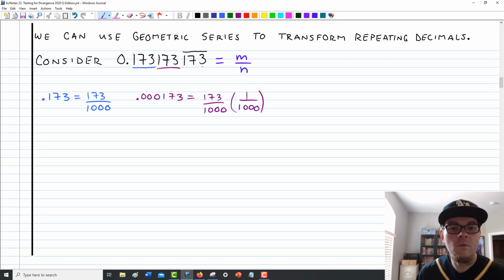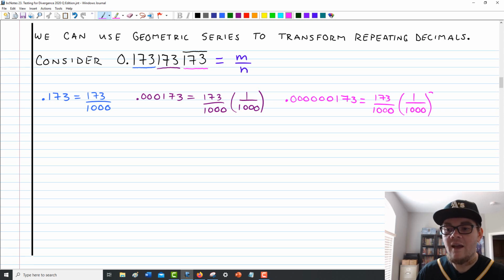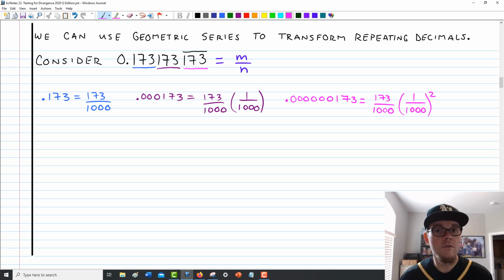Having said that, we can go even one step further. If we look at the third set that's on there, and hopefully this will be enough for us to develop the pattern, that would be the same thing as 0.00000173. That would once again have the same basic structure of 173 over 1,000, but in this case we'd multiply 1 over 1,000 a second time so that it shifts not just 3 decimal places over, but 6 decimal places over. Just keep shifting us down the line.